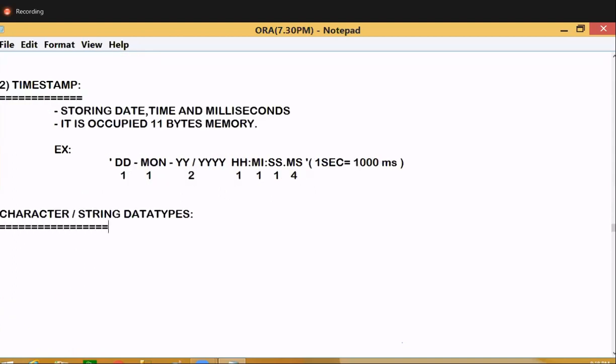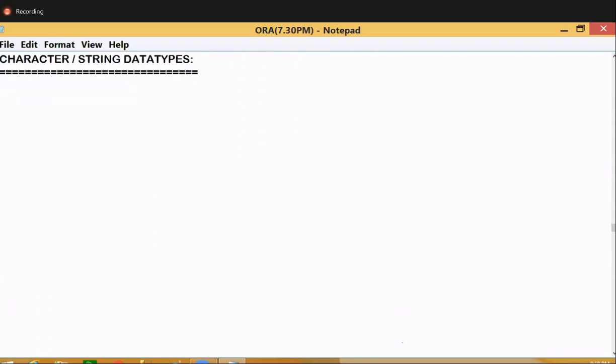Basically, why is the character data type called a string data type? Observe. Generally, when students talk about character data types, many people say they are storing characters. Who is thinking that character data types are storing characters? This is absolutely wrong. Understand my point?